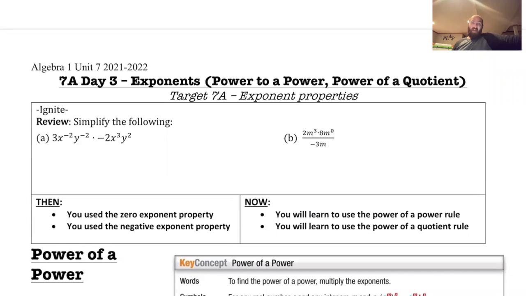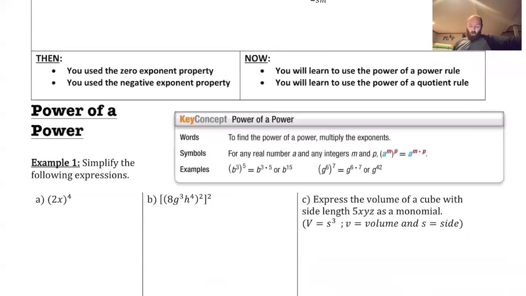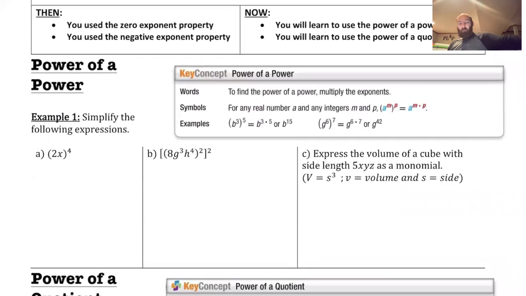Today we're going to be talking about 7A Day 3, some more exponent rules. Two of them we're talking about are when we raise a power to another power, or when we have a power of a quotient. Okay? So, start with the power to a power.